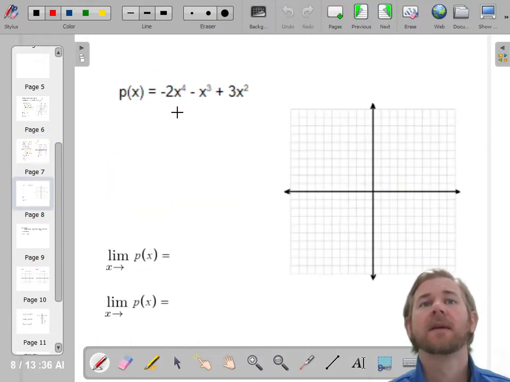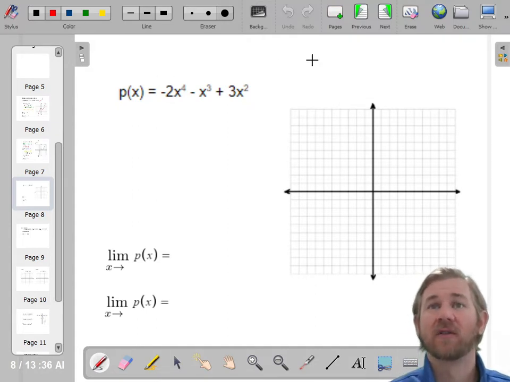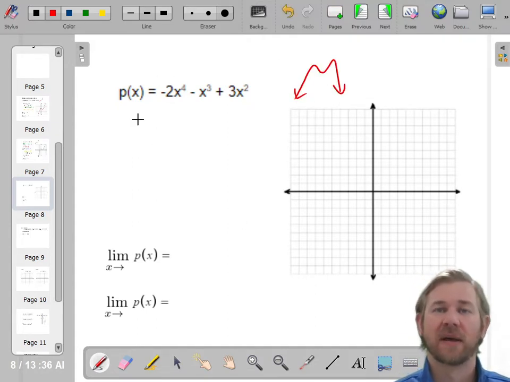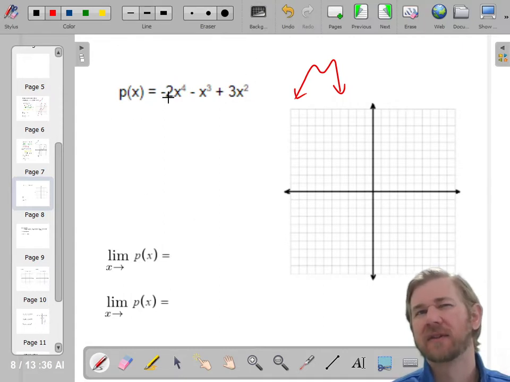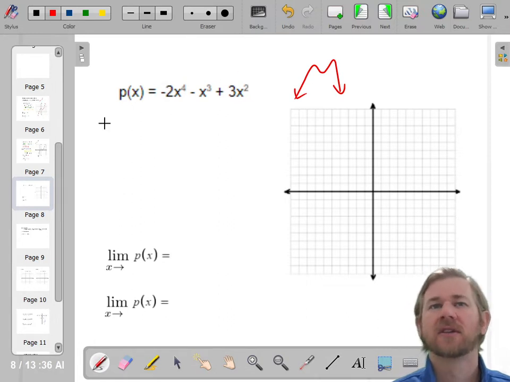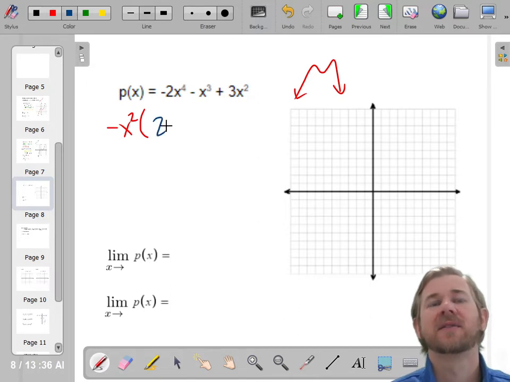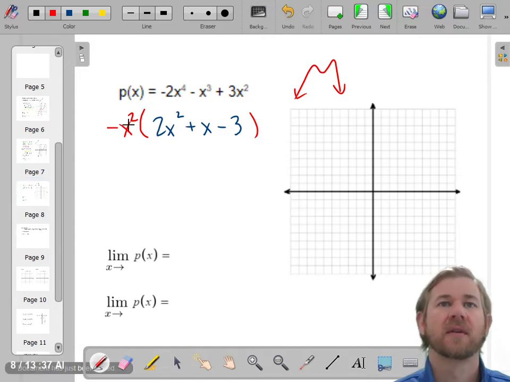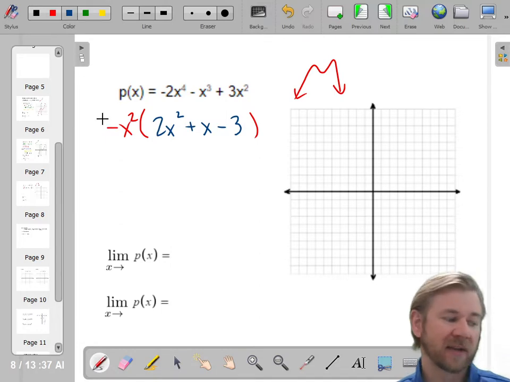Let's do one more. Okay, so this is degree 4, and it is a negative leading coefficient, so this will be kind of like your M sort of polynomial. Let's do GCF first. Let's do x squared. I'm actually going to factor out a negative x squared, though, because I don't like having a negative out front. So I'm going to factor out a negative x squared, and then I will have positive 2x squared plus x, and then minus 3. Is that right? Negative 2x to the 4th minus x cubed plus 3x squared. There you go. So now I have a polynomial I can factor.